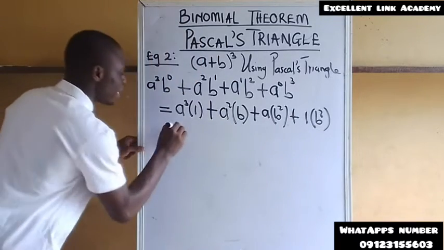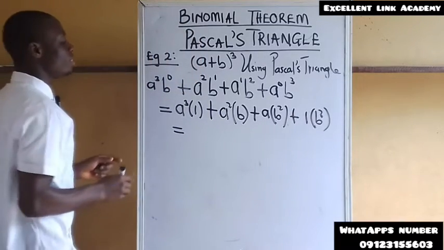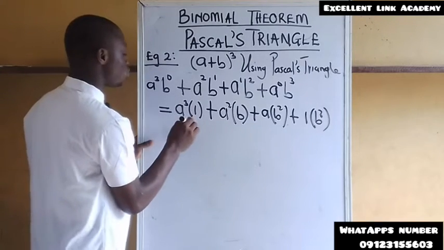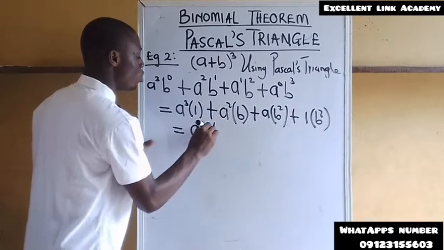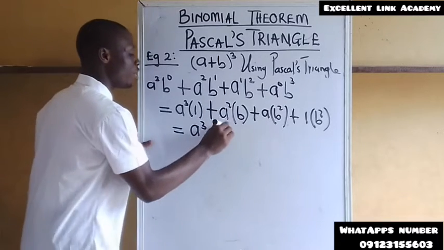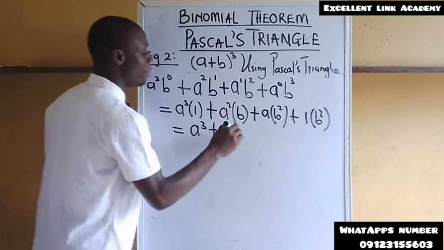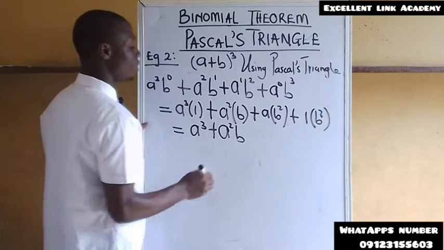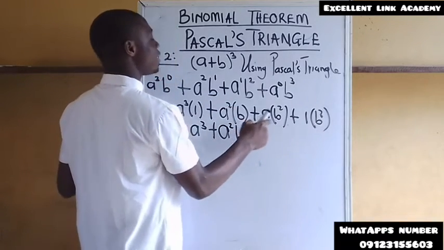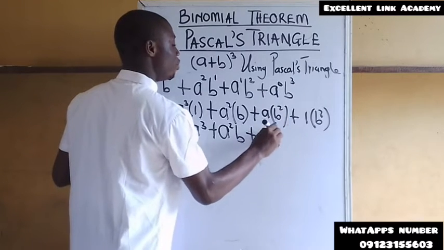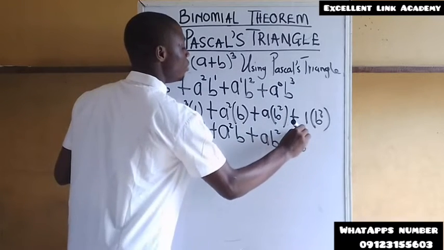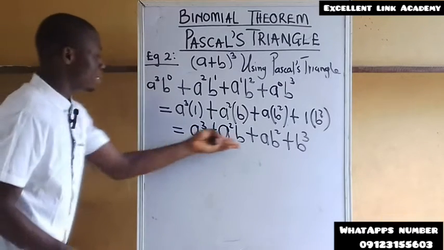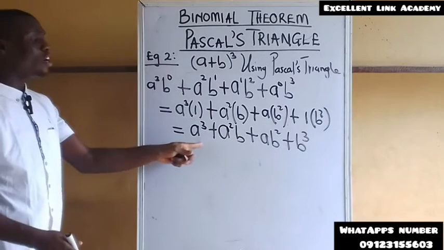So my next task now is what? a cube times 1, that becomes a cube, plus a squared b. A squared times b becomes a squared b, plus a times b squared becomes a b squared, plus b cubed. I have this as my expansion. So we are not done at this stage.